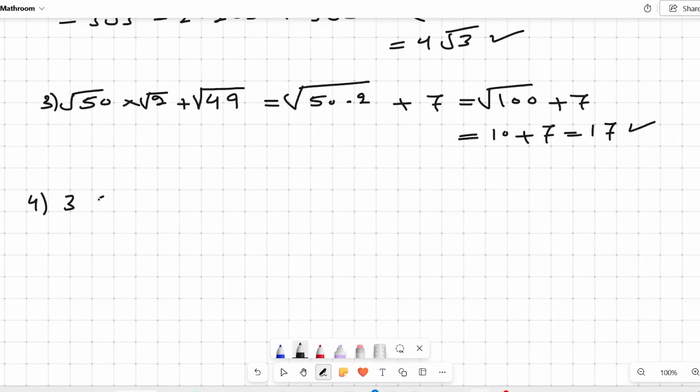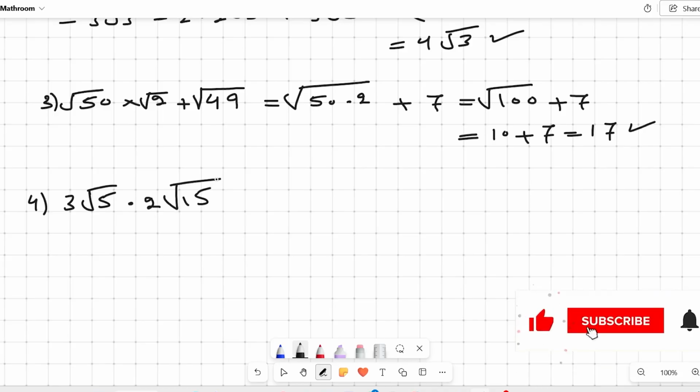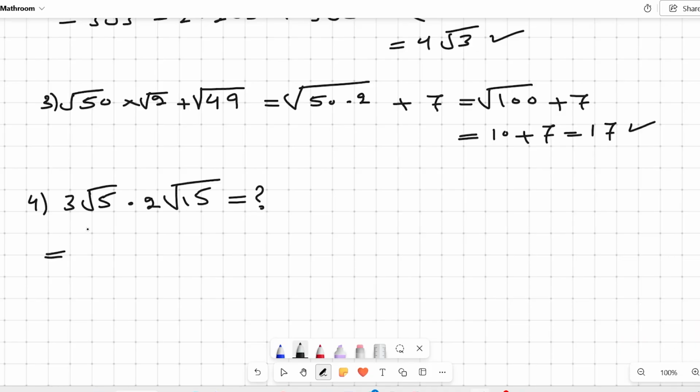3 times square root of 5 times 2 times the square root of 15 is equal to what? It is so easy. First, I multiply the coefficients. 3 times 2 is equal to 6, and the indexes are the same, so I can multiply them. 5 times 15 is equal to 75, so 6 times the square root of 75.